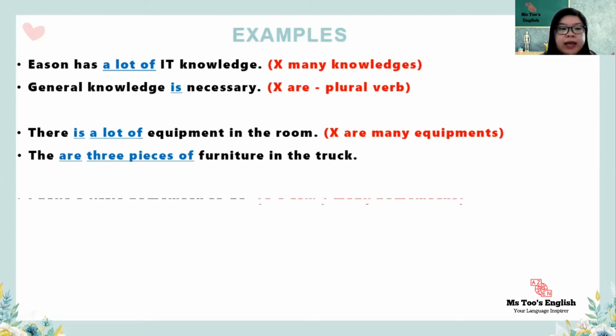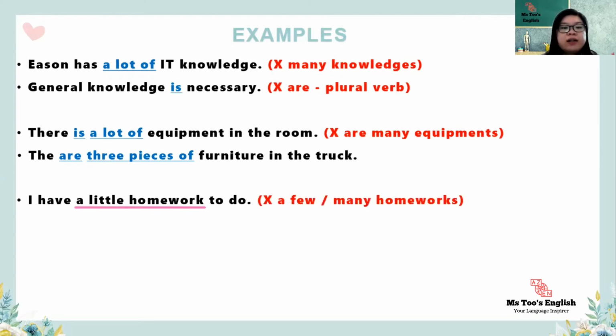And I have a little homework to do. Homework, I told you, is uncountable. If you don't have a lot of homework, maybe just 3 subjects, when it comes to homework, you use I have a little homework to do. Don't say I have a few homeworks or I have many homeworks. This is really one of the top common mistakes that students make.